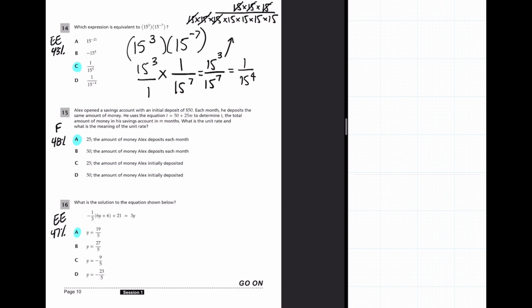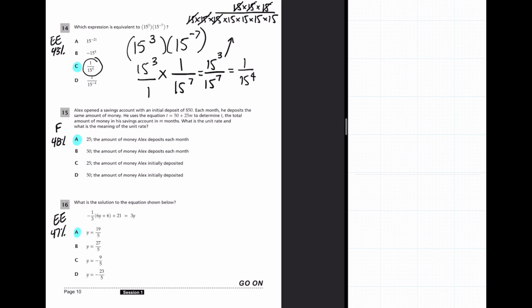The other thing I knew is that I had more on the bottom. So in my head, I already knew the difference between these two was going to be 4, and I would be left with 1. So that's where I get my answer. Let me circle it here. 1 over 15 to the 4th power.